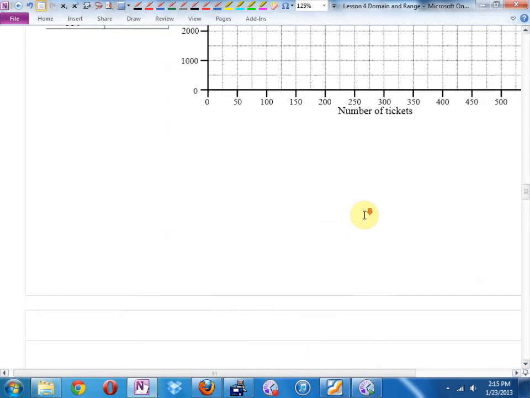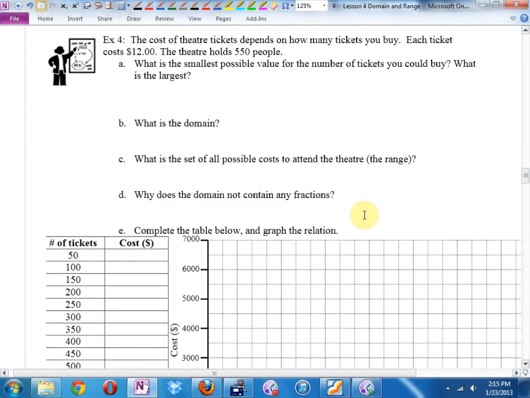Example 4. Let me look. You know what? Sure, let's do example 4 and then we'll press pause. It says the cost of theater tickets depends on how many tickets you buy. Each ticket costs $12. So how much would 2 tickets cost? 3 tickets? Okay. What's the smallest possible value for the number of tickets you could buy? What's the fewest number of tickets you could buy? Even fewer than that. I think you could say, I'm not buying any. That's a valid point. Can you buy -1 tickets? So when we're talking about our domain, no negatives, right?